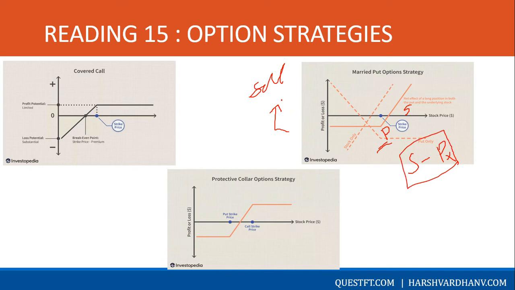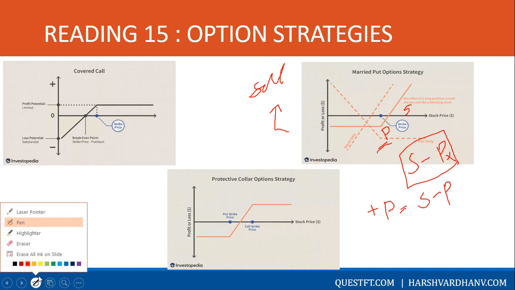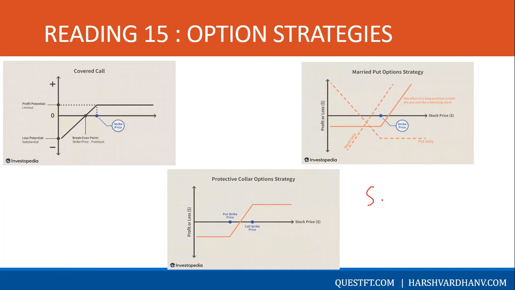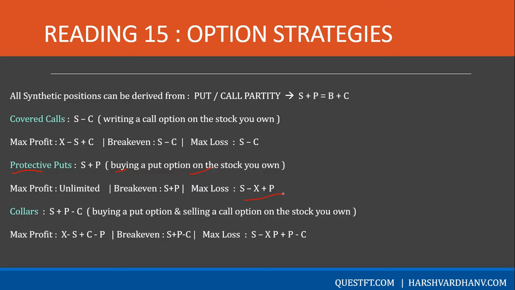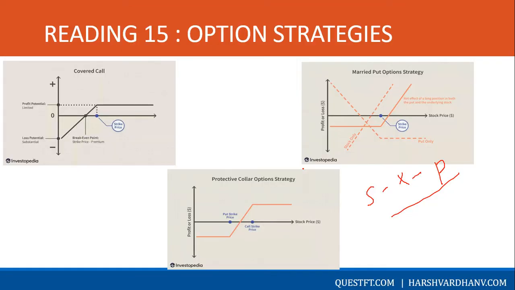But to enter a protective put strategy, you are buying a put. When you are buying any option, you are paying the premium. So your maximum loss will be S minus X, that is the strike price, and plus P, because that is the premium that you have paid. So this will go as a loss.